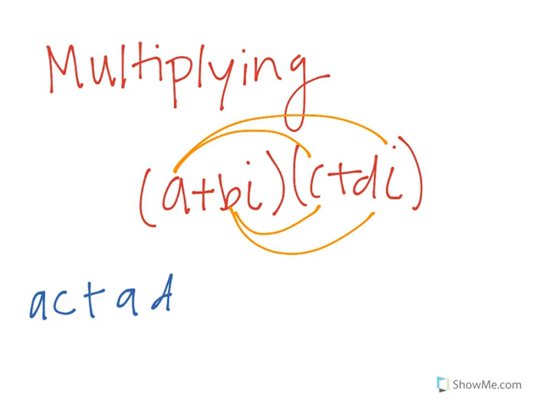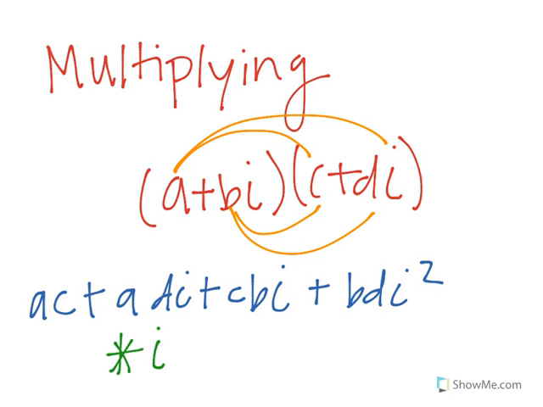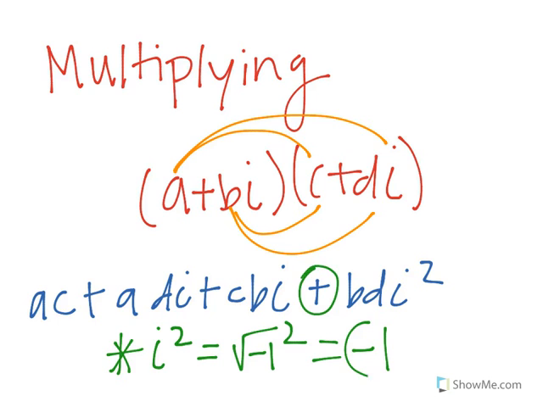Now let's see what we get when we FOIL. So we end with an i squared, you see? But remember, i is the square root of -1. So what does that become? It just becomes a -1. So that b and d will change signs because they're multiplied by a -1.